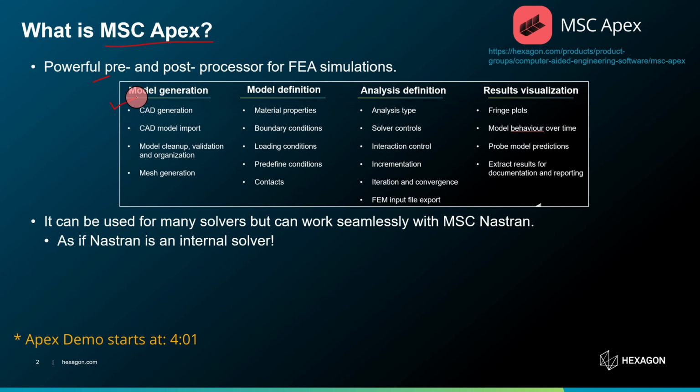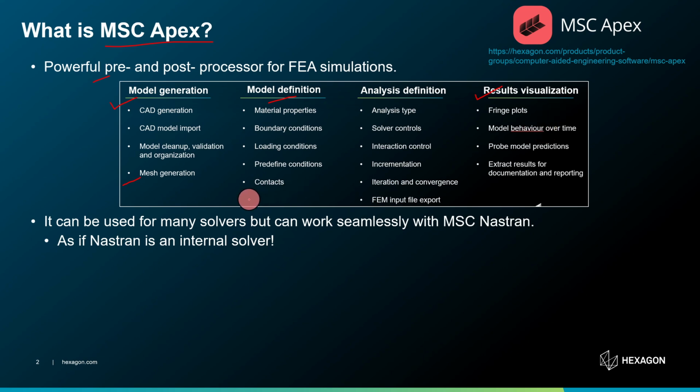First is model generation. That means creating geometry or importing geometry from CAD software. And let's say if you import some complex geometry, you can clean it up, defeature, and then you can create a mesh as well. Next is model definition. This includes material properties, boundary conditions, and some other things such as contacts. Then you can create analysis definitions where you can select analysis type, some solver controls, and at this stage you can even export the APM input file. And finally in post, you can do result visualization, which includes fringe plots, history plots, and many more.